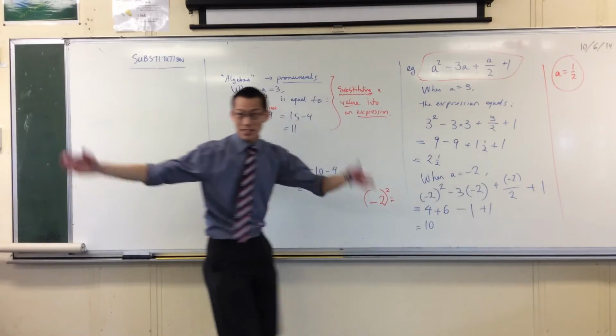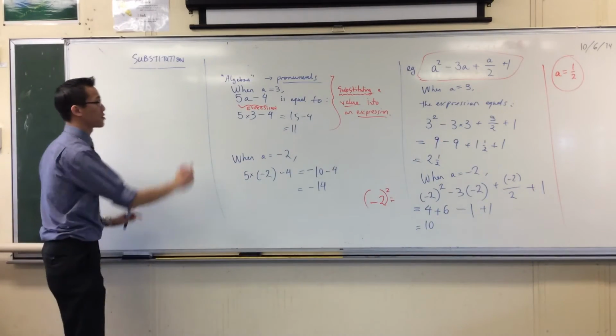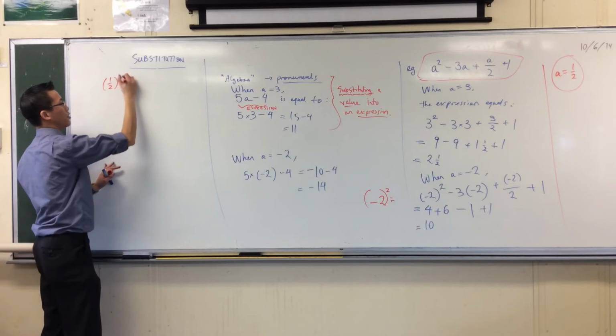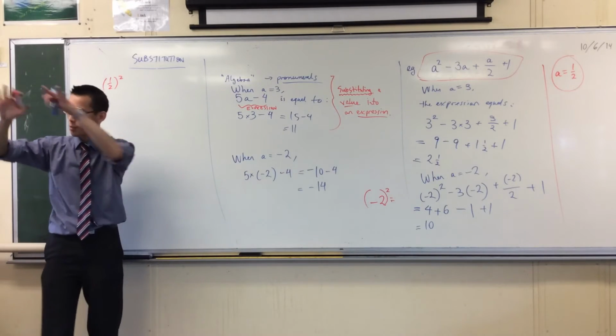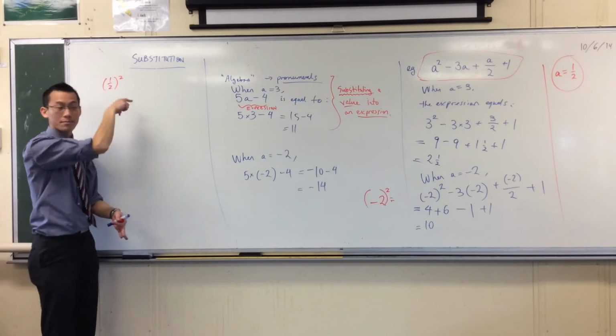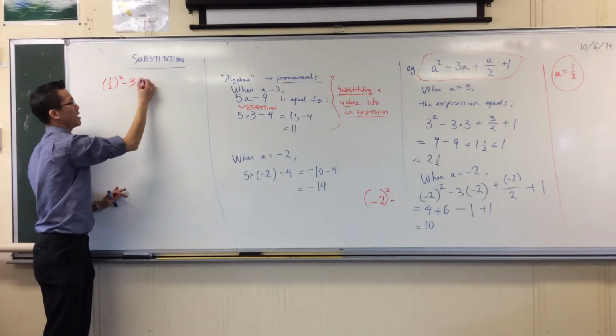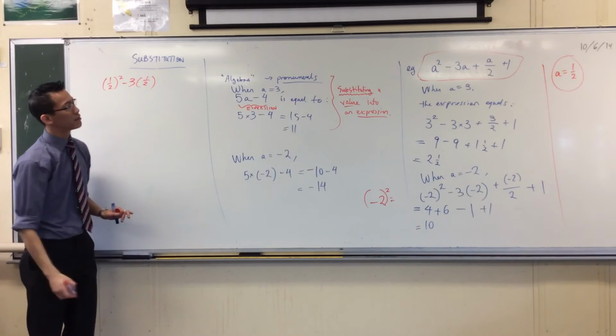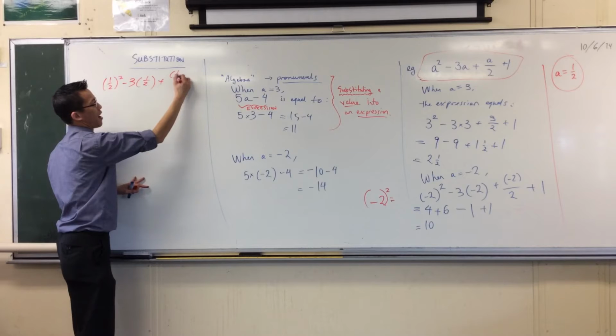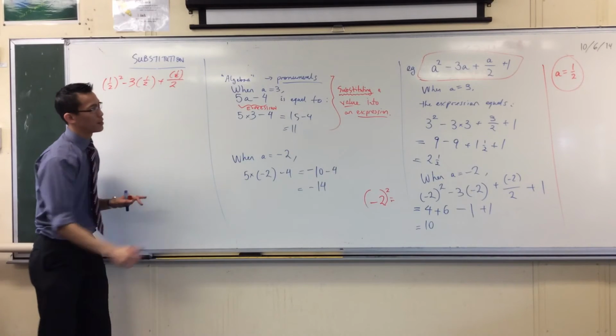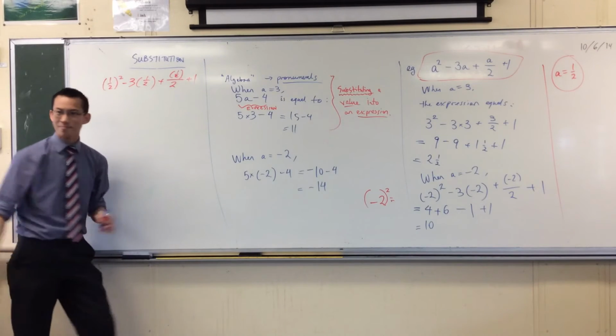Okay, so everywhere I see an a, I'm going to stick in a half, right? Watch. First, a half squared. Again, I put the brackets to make sure I square the whole thing. Okay, minus 3, a half, plus a half over 2, plus 1.